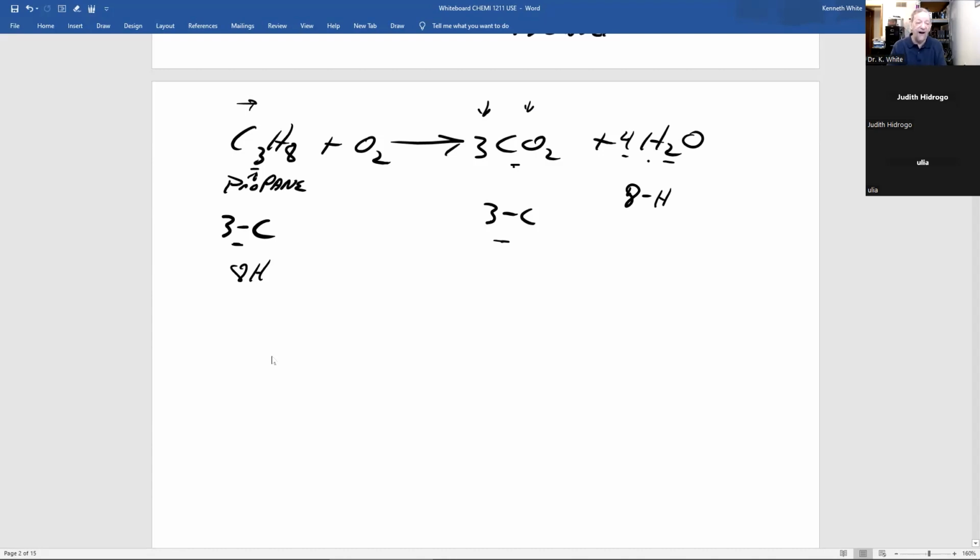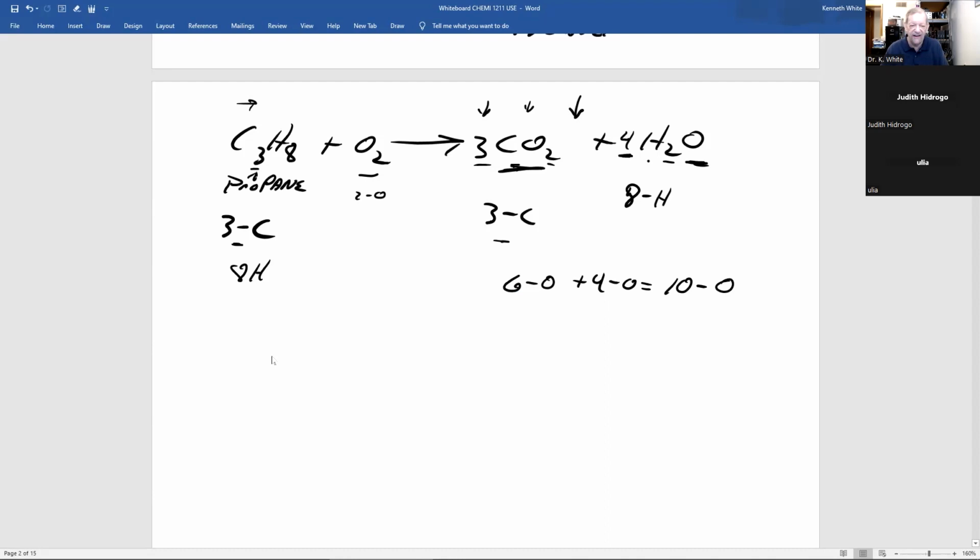All right, all I have left is oxygen. This side has 2 oxygen. But on this side, you have to count up all the oxygen atoms from all the molecules on each side. So on this side, how many oxygen? Well, here we have 3 times 2. That's 6 oxygen. Here we have 4 times 1. That's 4 oxygen. Add them together. On this side, as it's written, I have 10 oxygen atoms.